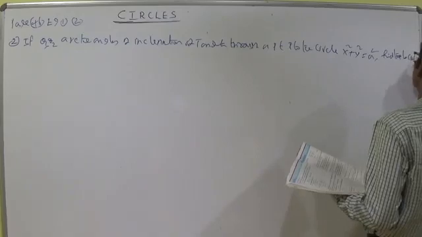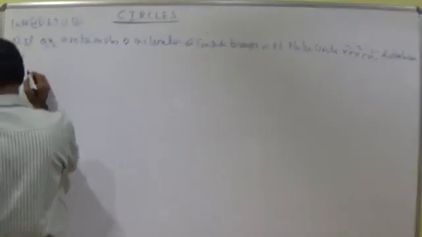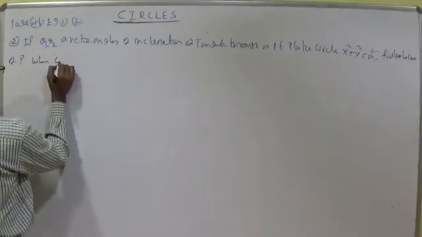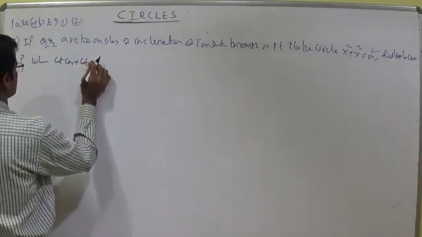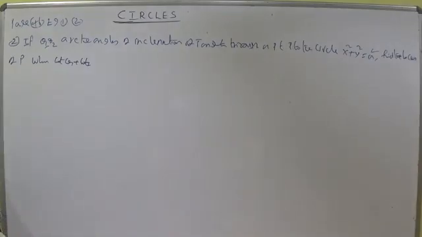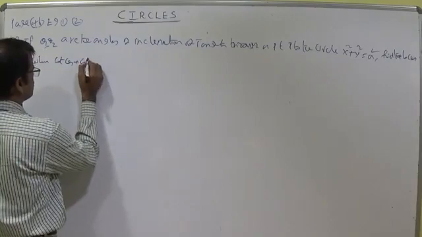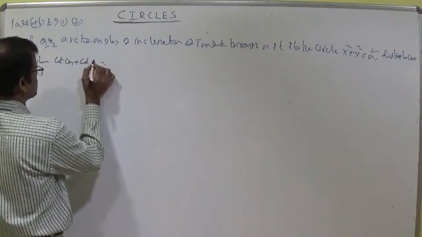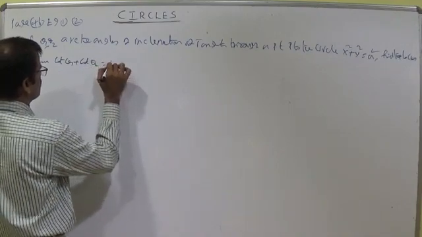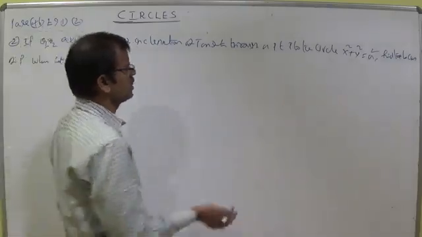when cot theta 1 plus cot theta 2 is equal to k. If theta 1, theta 2 are the angles of inclination of tangents through a point P to the circle.